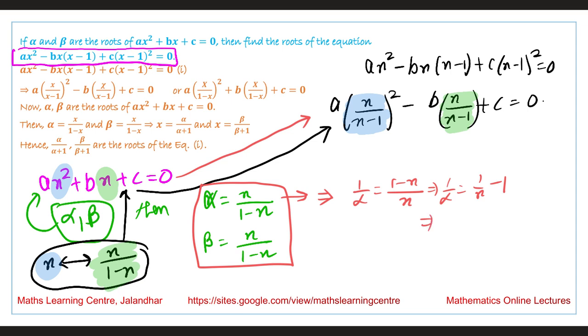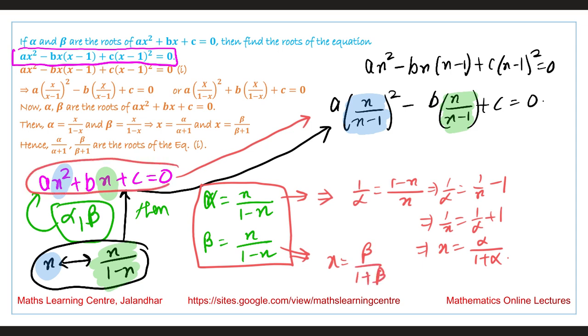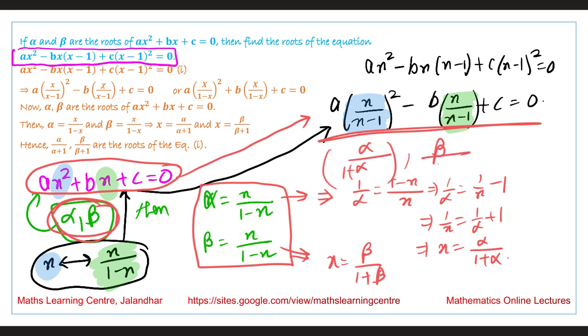So this implies that 1 by x is equal to 1 by alpha plus 1. So the value of x is alpha over 1 plus alpha, and the value of x is beta over 1 plus beta. So if the roots of this equation are alpha and beta, then the roots of this equation will be alpha over 1 plus alpha and beta over 1 plus beta.